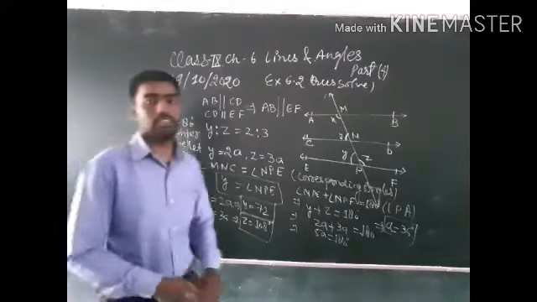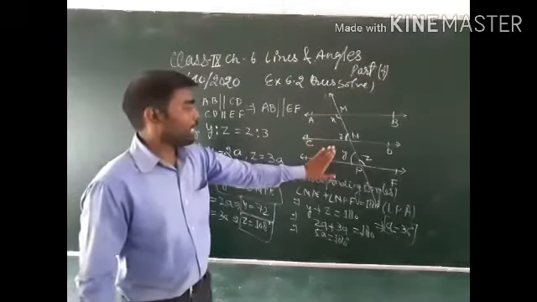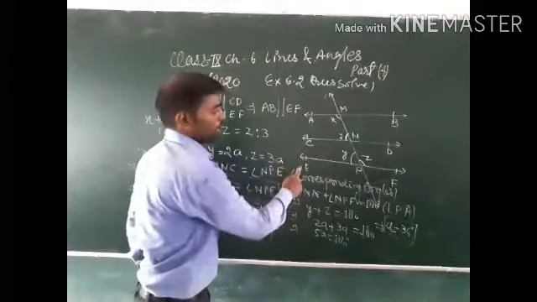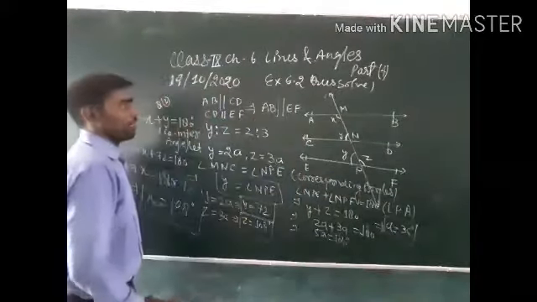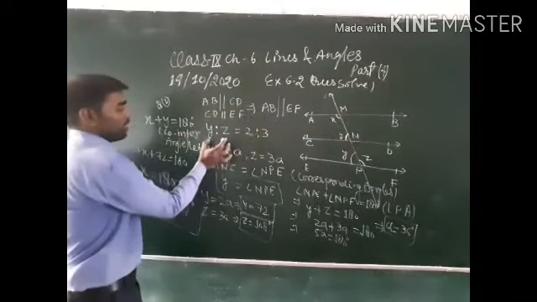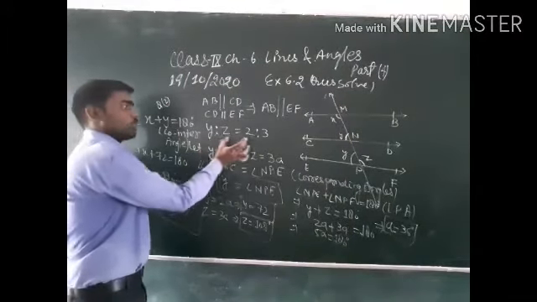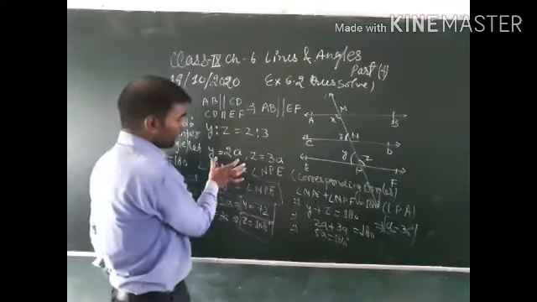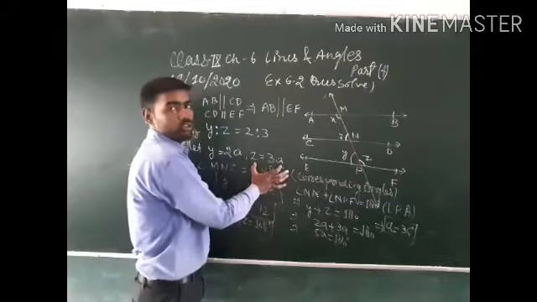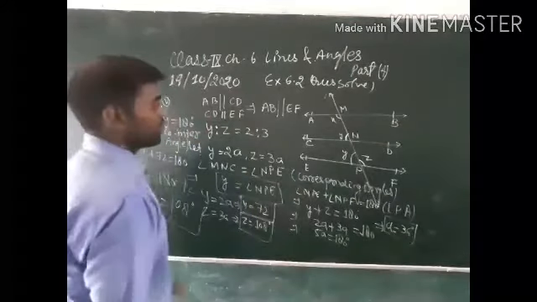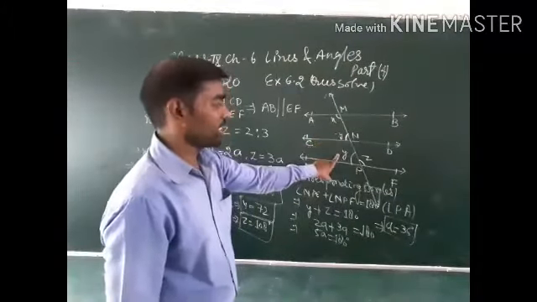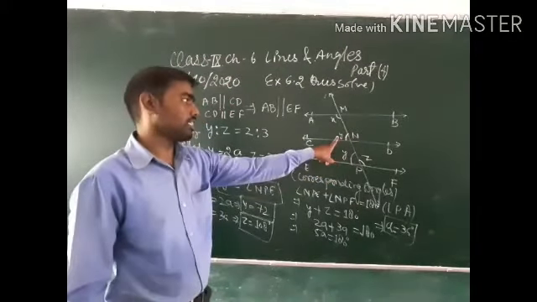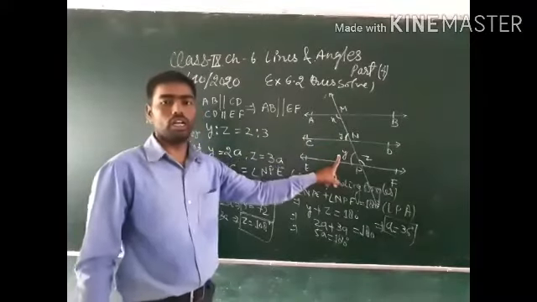Now we see again this question. AB parallel CD and CD parallel EF. So AB is also parallel to EF. So we can write AB parallel EF. Now the ratio between Y and Z is equal to 2:3. So we take the value of Y is equal to 2A and the value of Z is equal to 3A. So here this angle and this angle are equal to each other. How? Corresponding angle. This is angle Y, so this is also angle Y.